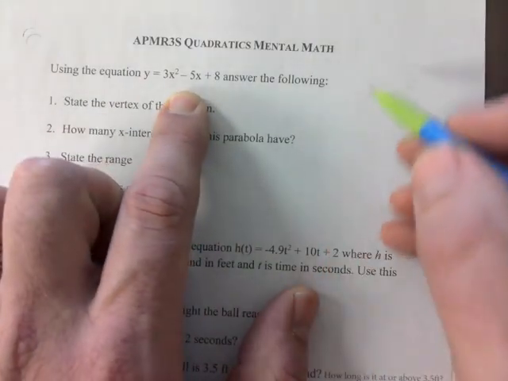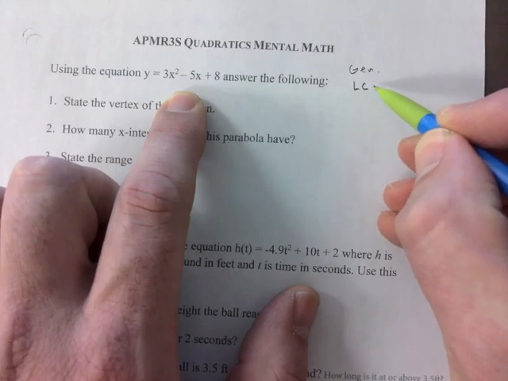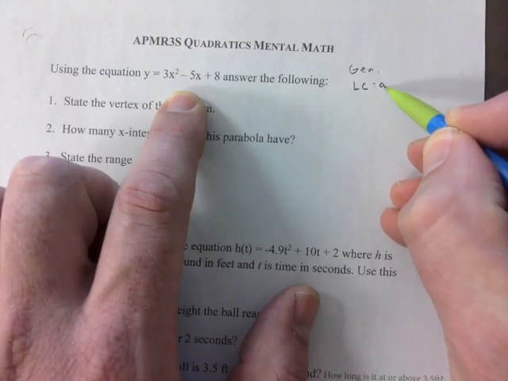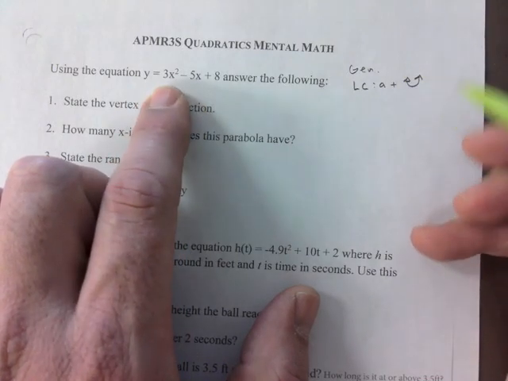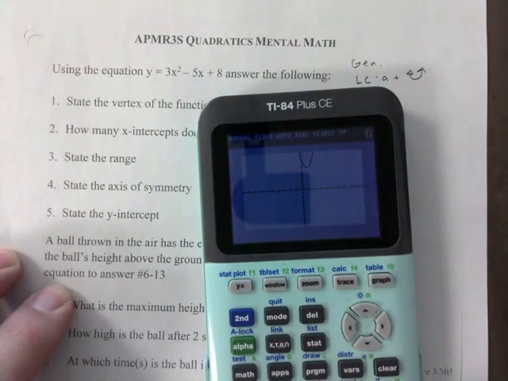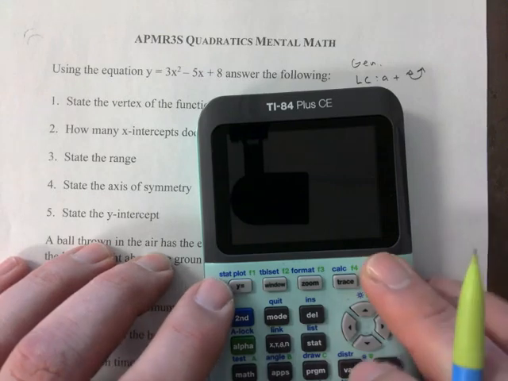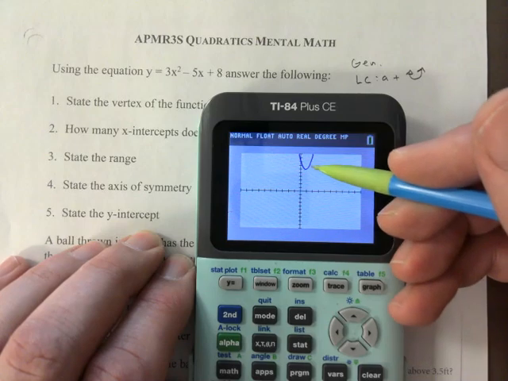All right, so the first one, it's in general form. The leading coefficient, which is A, is positive, so expect this to happen, right? It's also narrow. So right away, you can just tell by looking at it what to expect, right? I graphed it already. This is a standard window.